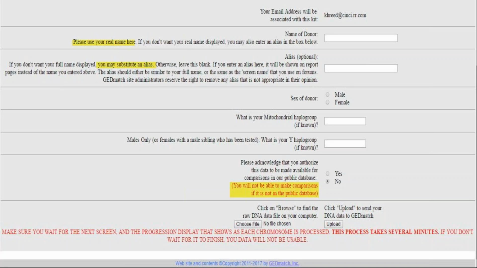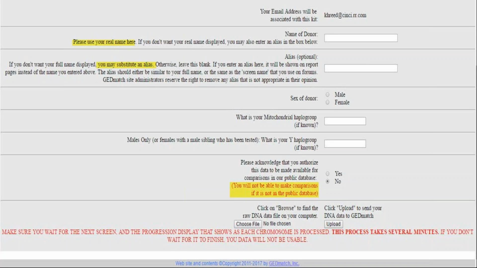If you notice, it says, please acknowledge that you authorize this data to be made available for comparisons in our public database. If you're unwilling to do that, there's no reason to register for GEDmatch at all, because you won't be able to make any comparisons if it's not in the public database. Now, is that a concern? It could be. You need to think how much risk you're willing to accept.